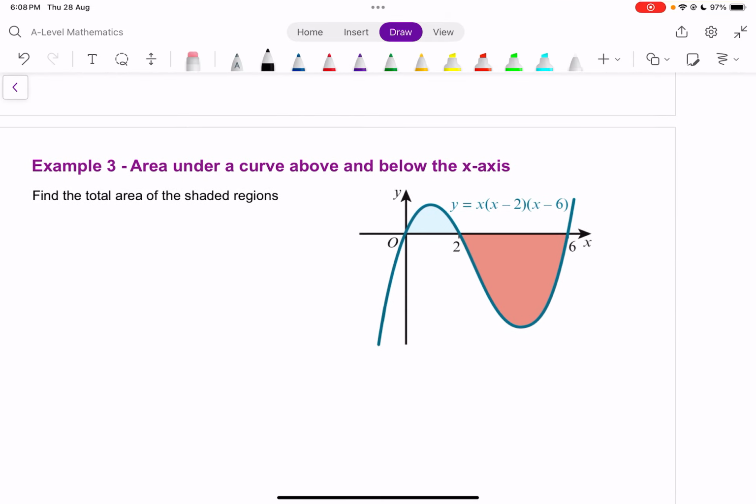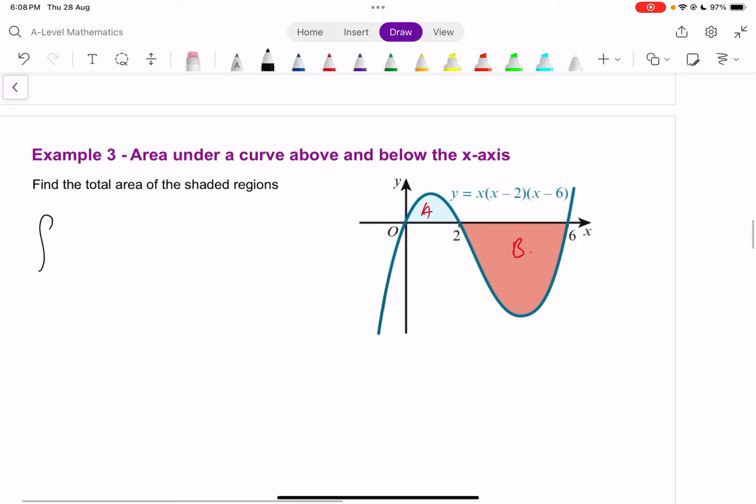所以像这种情况，我们会有两个 area。One of the areas is upper, one of the areas is lower. We just say that this is A, this is B. So, we do the first integration with integration of x bracket x minus 2, x minus 6, between 2 and 0, dx. So let's do that first. Okay, that's for A.